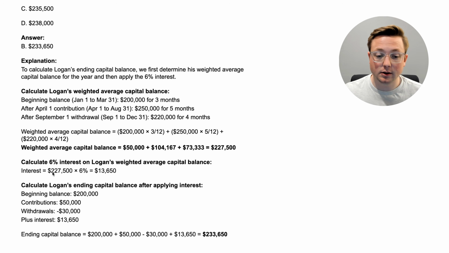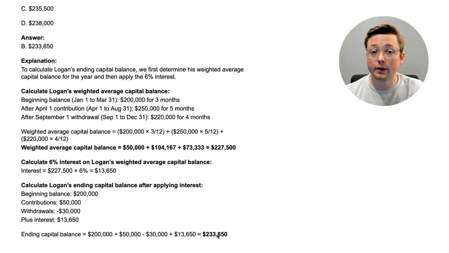Now we can calculate his 6% interest based on that weighted average capital account balance. So interest is 6% of that $227,500, and that's $13,650 of interest. That is going to be added to his capital balance. But don't forget, this is just the weighted average. This is not his actual ending account balance before we add the interest. So we do still need to go down and do the calculation. 200,000 plus 50,000 less 30,000, that gets us to 220,000. And then we add the interest, and that gets us $233,650 of ending capital.